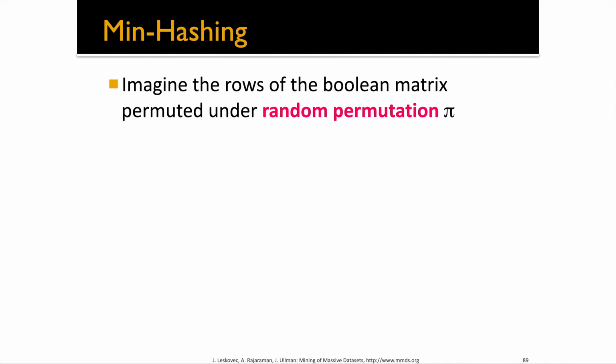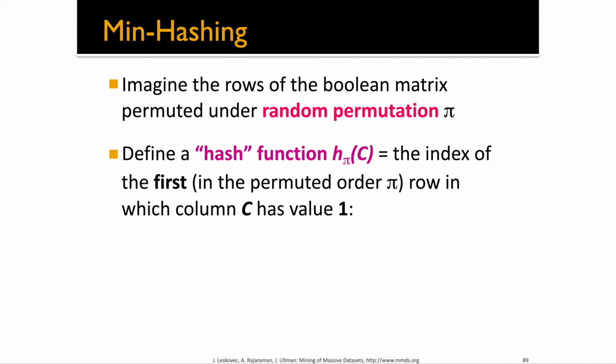First, we have our Boolean matrix, where columns represent documents, rows represent shingles in the document, and cells in the matrix tell us whether that shingle is present in that document. We introduce a random permutation pi that allows us to reorder the rows of this matrix. And we define this hash function to be the index of the first non-zero element in this permuted order in the column for this particular document. And we denote this hash function as min of C.